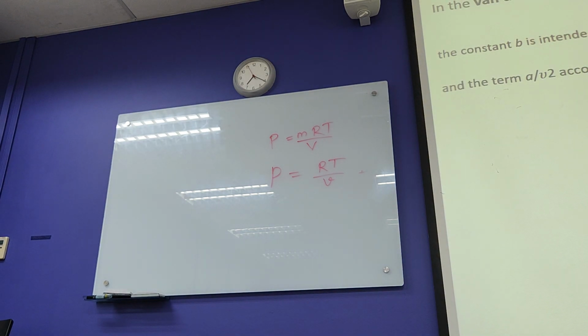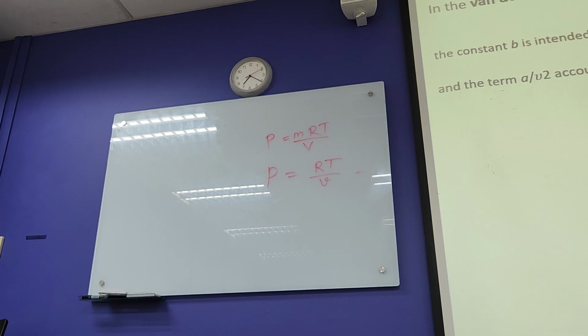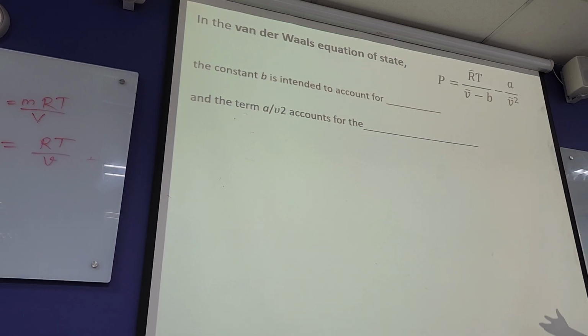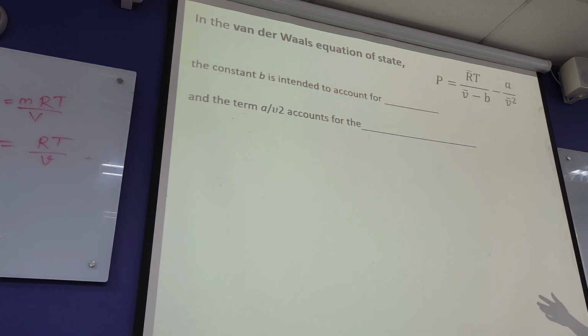It looks like that, but it's not the ideal gas equation. What the van der Waals equation represents is real gas behavior, so you can use it for real gases. The only difference between those two equations is those terms A and B. What is A and what is B? The question is asking: the constant B is intended to account for what? And the constant A over V squared accounts for what?